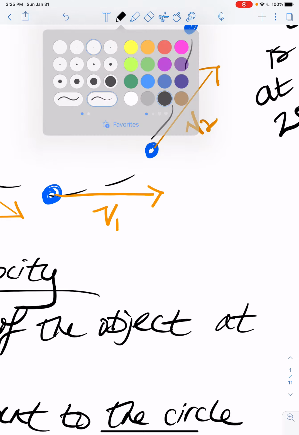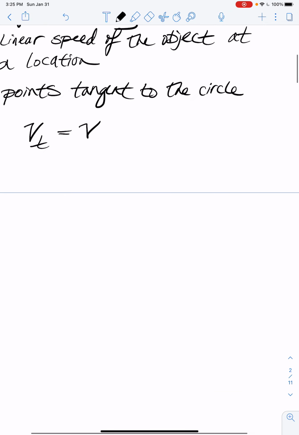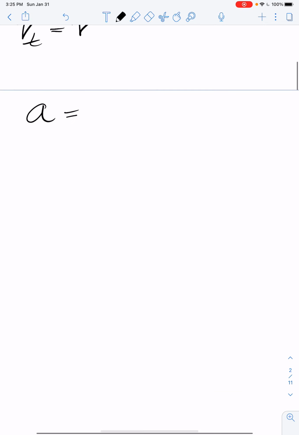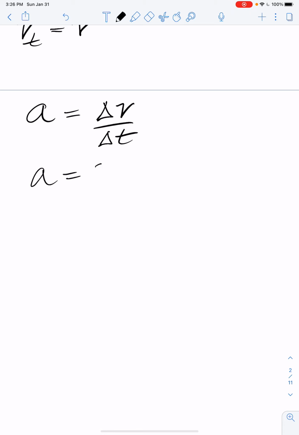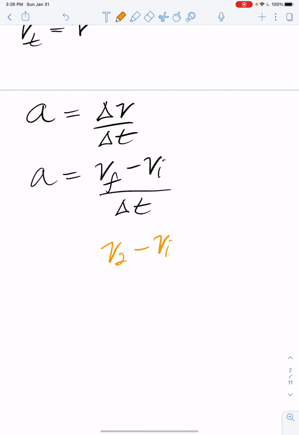We should remember from earlier in the year that acceleration is equal to delta V over delta T. And delta V is equal to V_F minus V_I. And delta T we can call T_F minus T_I. Right now I'm just going to leave it delta T. All right. So up above, I have two velocity vectors, V2 minus V1, right? And obviously one will be initial.